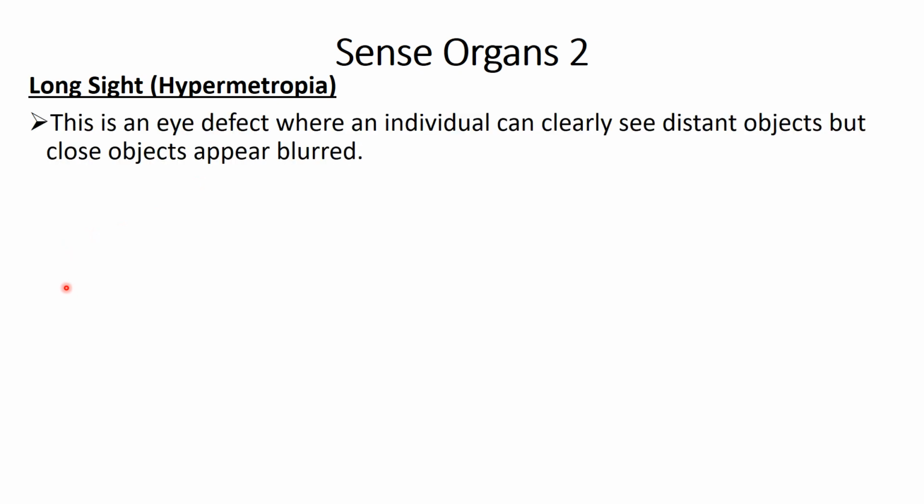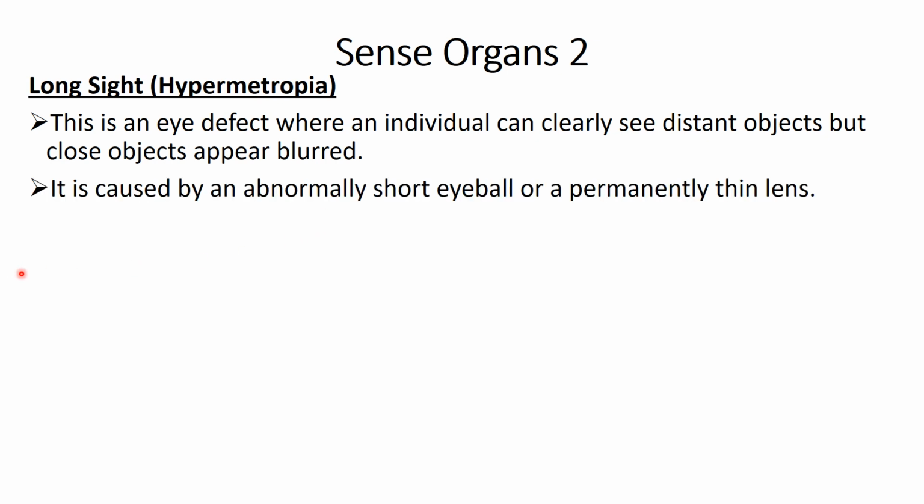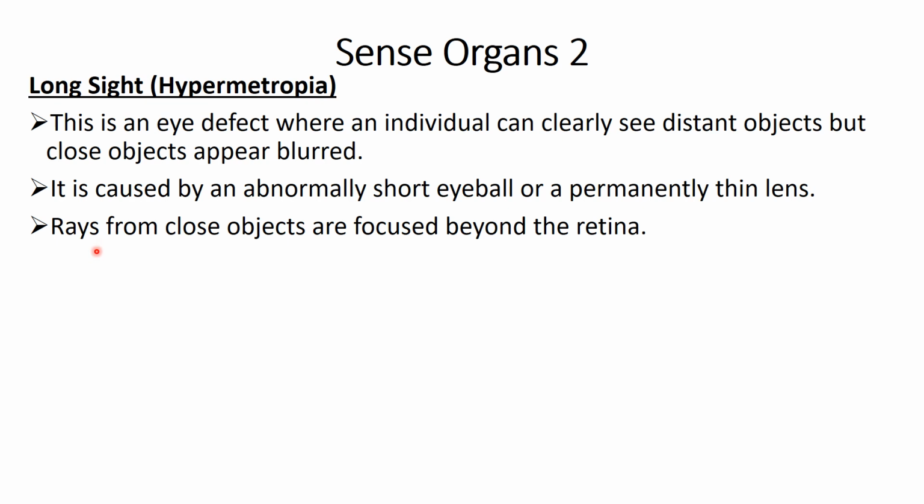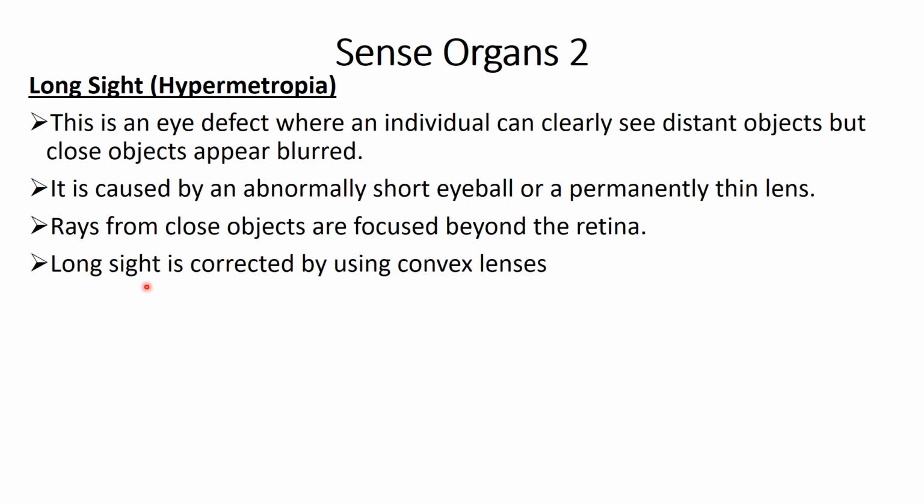So the next one is long sight, which is hypermetropia. Hypermetropia is a defect where an individual can clearly see distant objects, but close objects appear blurred. So objects that are very far can be seen, but objects that are near cannot be seen clearly. It is caused by an abnormally short eyeball or a permanently thin lens. Rays from close objects are focused beyond the retina. This can be corrected by using convex lenses.